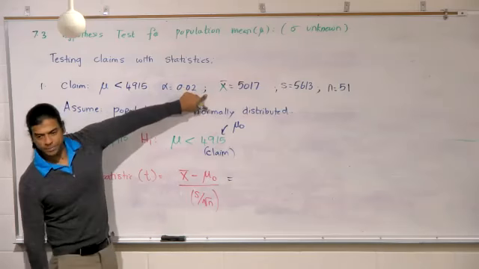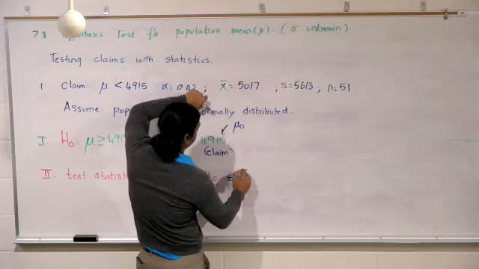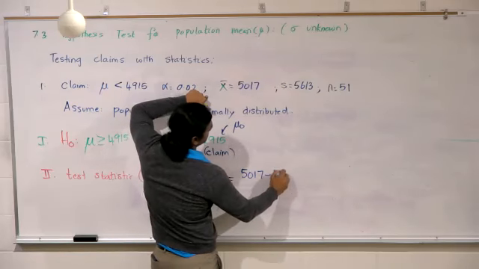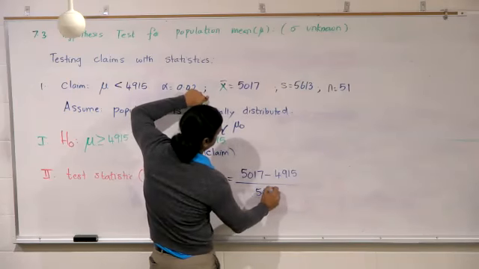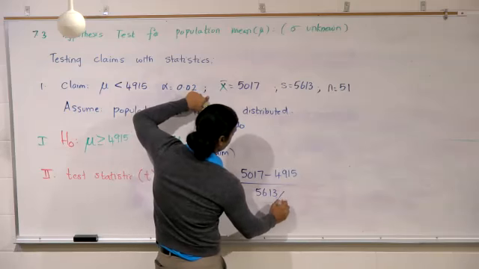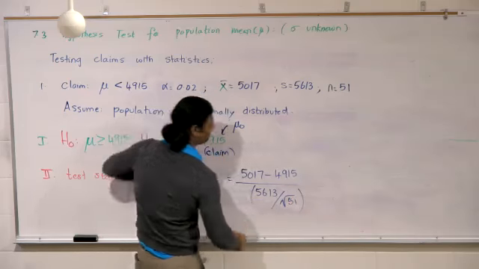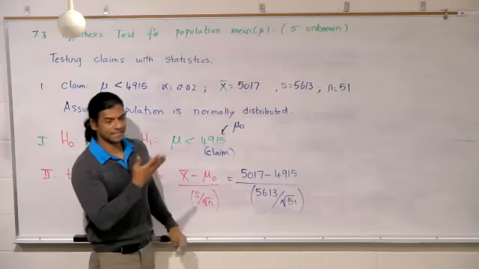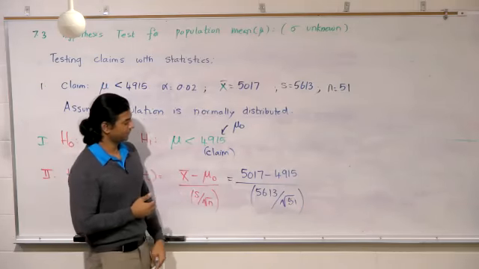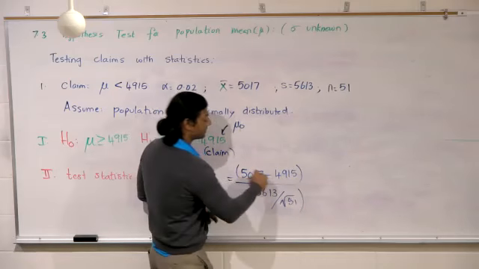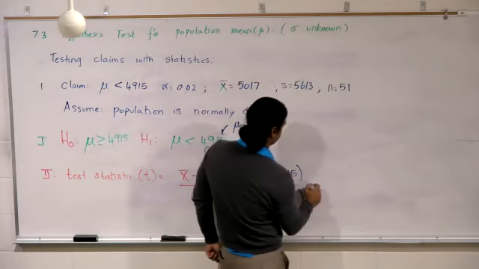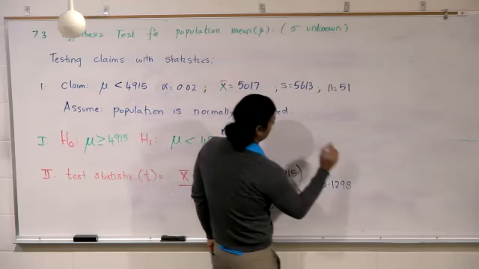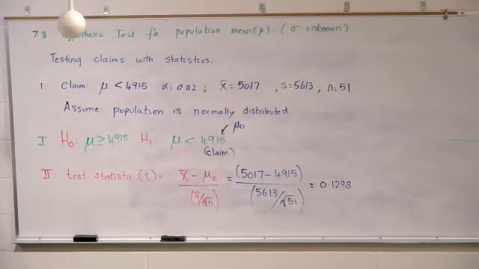So the sample mean is 5,070 minus 4,915, divided by 5,630 over square root of 51. When you evaluate this in the calculator, make sure you put parentheses around the numerator as well as the denominator. What do we get? 0.1298. Close to 0.